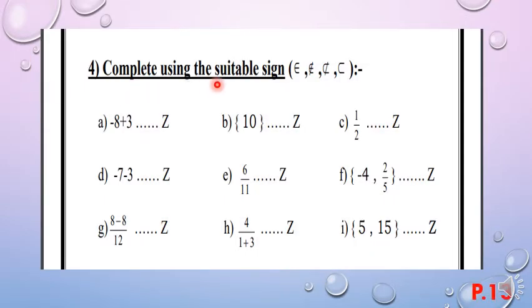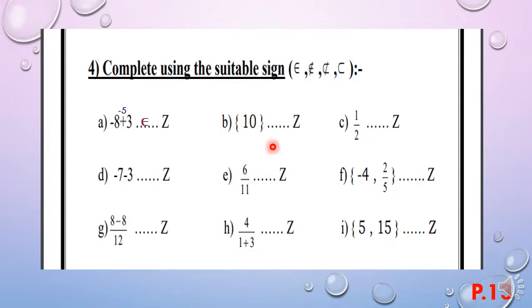Complete using the suitable sign. Belong, doesn't belong, not subset or subset. Letter A, negative 8 plus 3, and on the other side we have Z. What is the result of negative 8 plus 3? The result here is negative 5. Negative 5 here is an element. Does it belong to Z? Yes. So my answer will be belongs to Z.